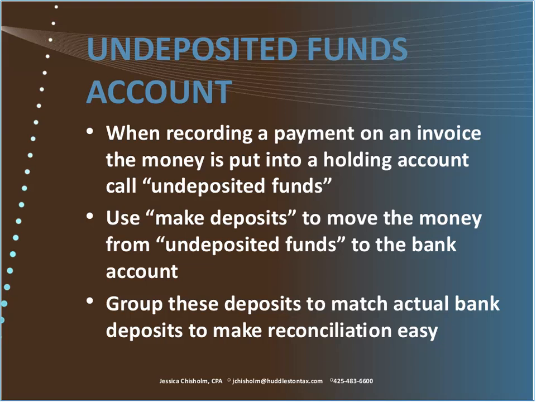So when you're recording a payment on an invoice, the money is put into a holding account called undeposited funds. Then you use the make deposits function to move the money from undeposited funds into the bank account. So what QuickBooks is doing is trying to group your individual checks to match actual bank deposits to make bank reconciliation easier.